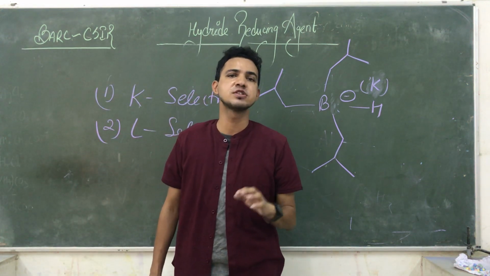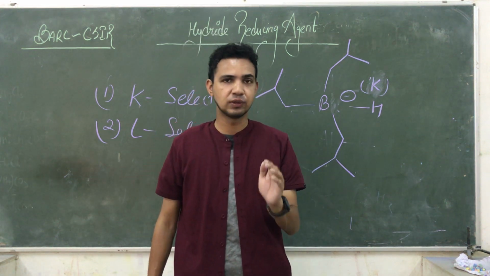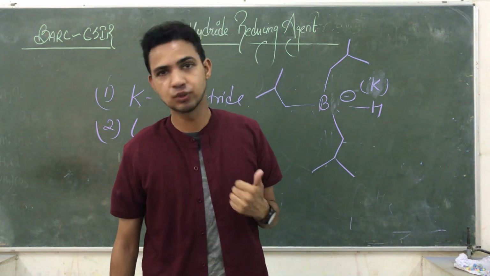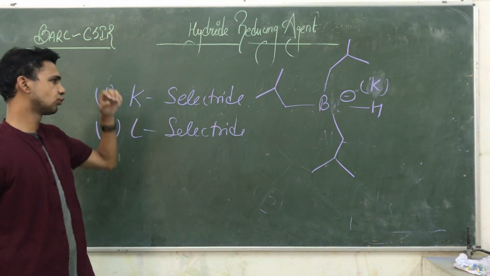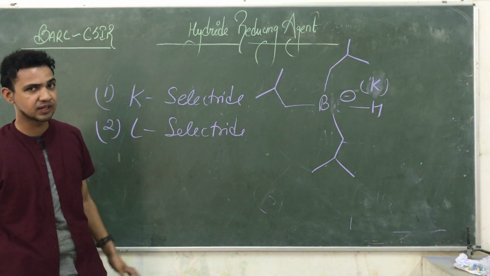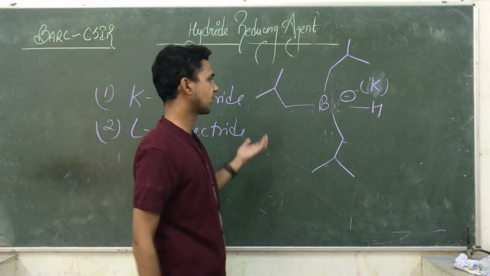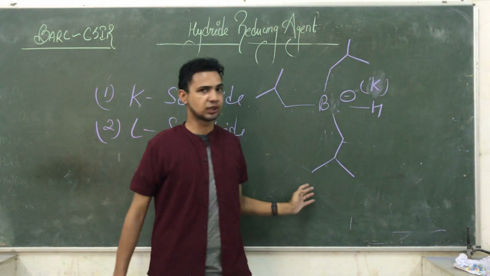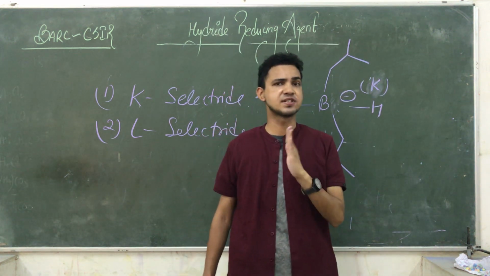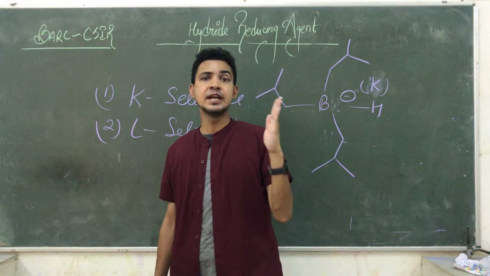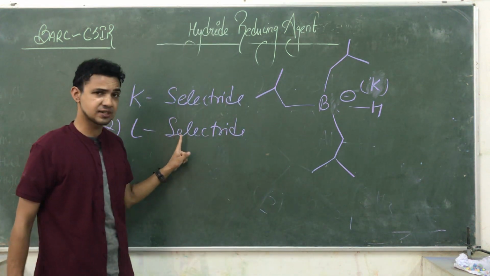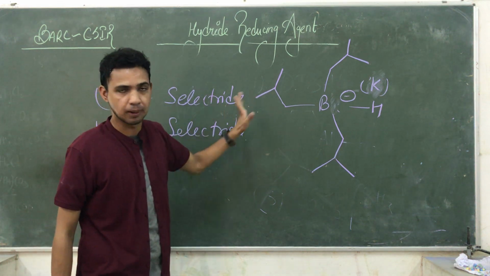It is generally used to reduce the double bonds available in alpha-beta unsaturated compounds. They have their own importance. They behave like Na and NH3. But due to their bulky structure, they only attack on the less hindered side and give you a fruitful product, in this case with alpha-beta unsaturated compounds.